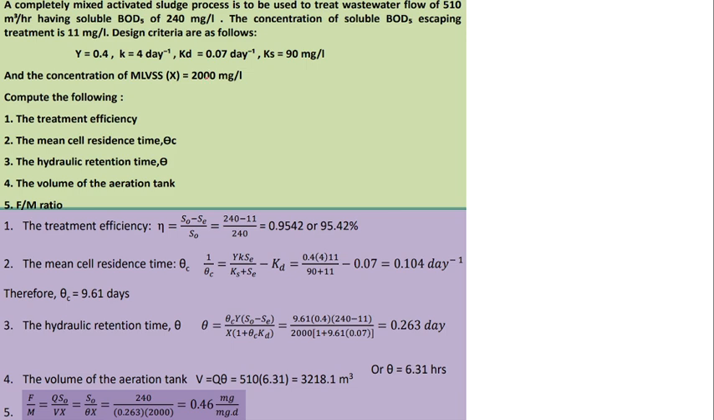Now the next question: a completely mixed activated sludge process is to be used to treat a wastewater flow of 510 meter cube per hour, having a soluble BOD5 of 240 mg per liter. The concentration of soluble BOD5 escaping the treatment is 11 mg per liter. So now the incoming BOD and outgoing BOD are given. These are all related to the substrate concentration, since it is given as BOD5. So S naught is 240 mg per liter and SE is 11 mg per liter.